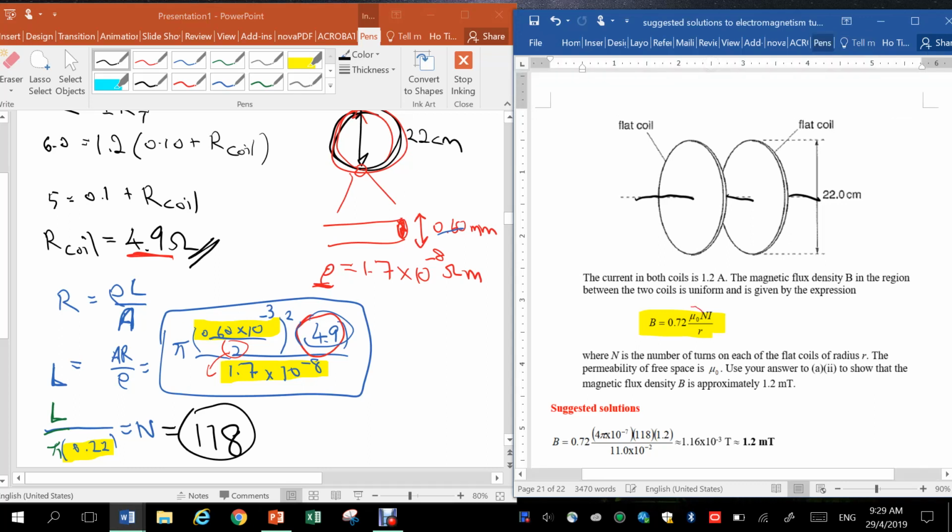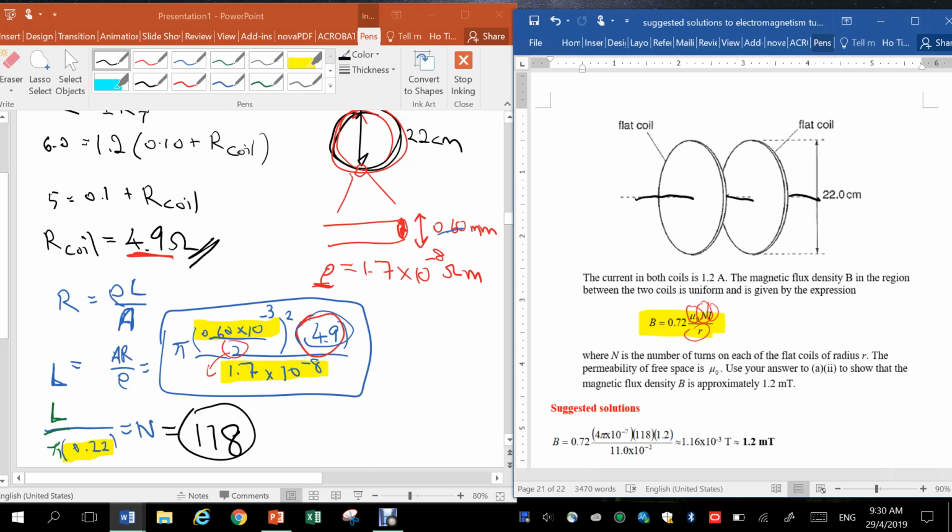Sub in the values of mu naught, and the value of n to be 118. Current is 1.2. R is 0.11, because R is the radius of the coil. So we sub in everything, and we get an answer of 1.2 millitesla, as shown. Okay.